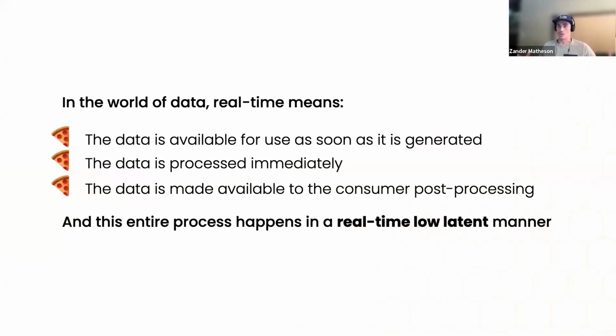So in the world of data, what does real time mean? It means that the data is available for use as soon as it is generated. The data is processed immediately, and the data is made available to the consumer post-processing. And all of this happens in a low-latency, real-time manner. That's why the architecture gets so complex, because as an order becomes available, we need to be able to query it. And we can't necessarily query it from that operational data store.